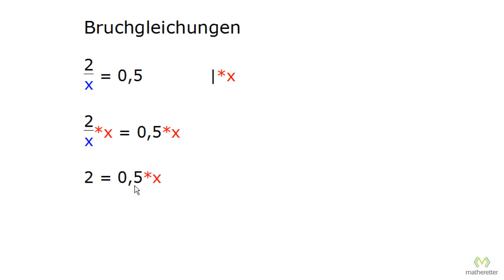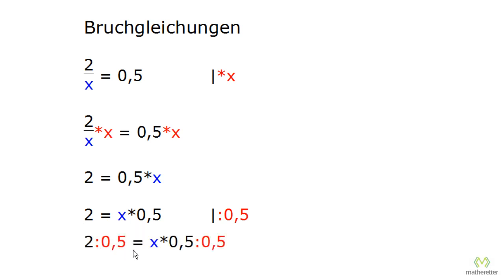And remember, with multiplication, there is the commutative law, which says in multiplication we can switch the order of the factors. So we can also write x times 0.5, and now we can conveniently divide the 0.5 off here. That means we write here, that we want to divide 0.5 on both sides, and then we get 2 divided by 0.5 equals x times 0.5 divided by 0.5, which is 1.